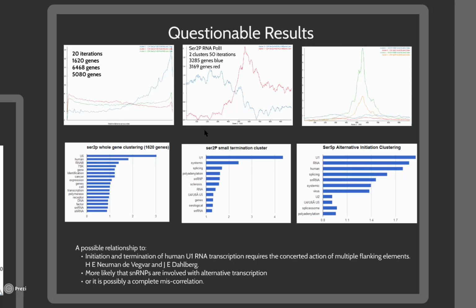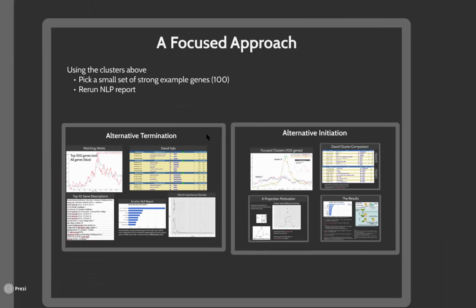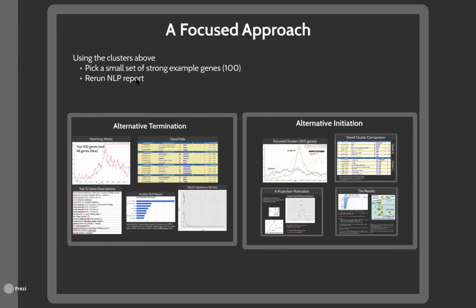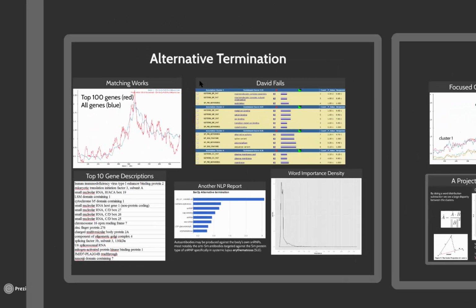So because I was suspicious that the real cause of the terms we were getting was just that our clusters involved a lot of genes and that all of these genes are expressed in our cell model, I thought I'd look at some of these word importance vectors a little more closely. So using the clusters above, I thought one of the big problems would be just that we had such large clusters. One way to fix this problem would be to create a small set of strong example genes. In this case, I picked 100 example genes.